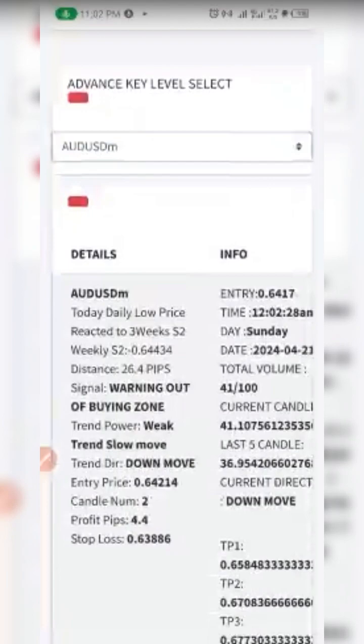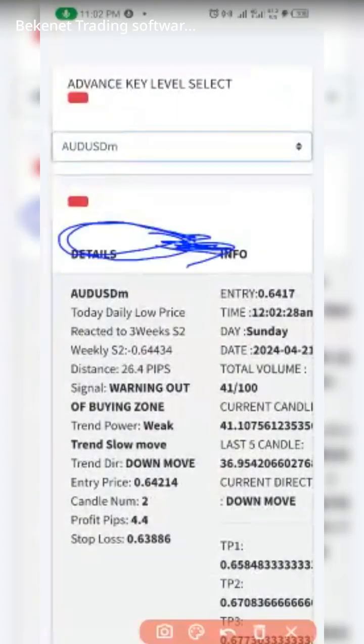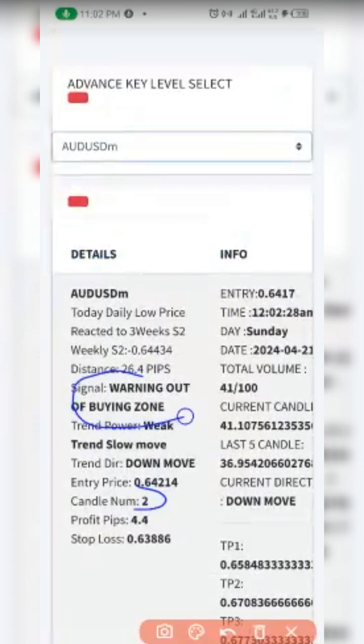This is a signal. As you can see now, look at it. This is a right hand, 2 candle, and it's telling you out of buying zone. Do you get it now? It's telling you the trend direction, downward movement. This is a very good example. The move started from 0, entered 1, entered 2. Now look at the number of pips it has done, just 4 pips, so we still have enough opportunity to enter.